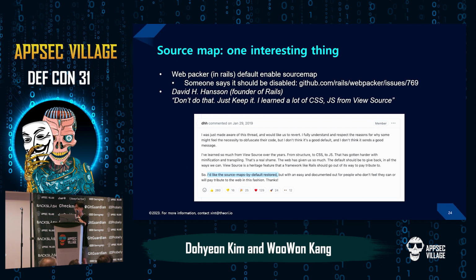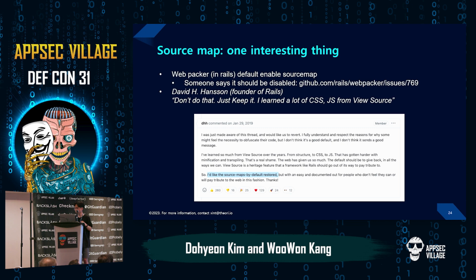And there is an interesting case that I'd like to share with you. The Rails Webpacker library had source maps enabled by default. And a pull request came out saying it should be disabled. But DHH, the founder of Rails, said he learned a lot of CS and JS from the view-source feature, so he wanted to keep this feature. As far as I know, it was not applied. So the source map configuration is still enabled in Webpacker in Ruby on Rails. This is proof that source maps are that useful.